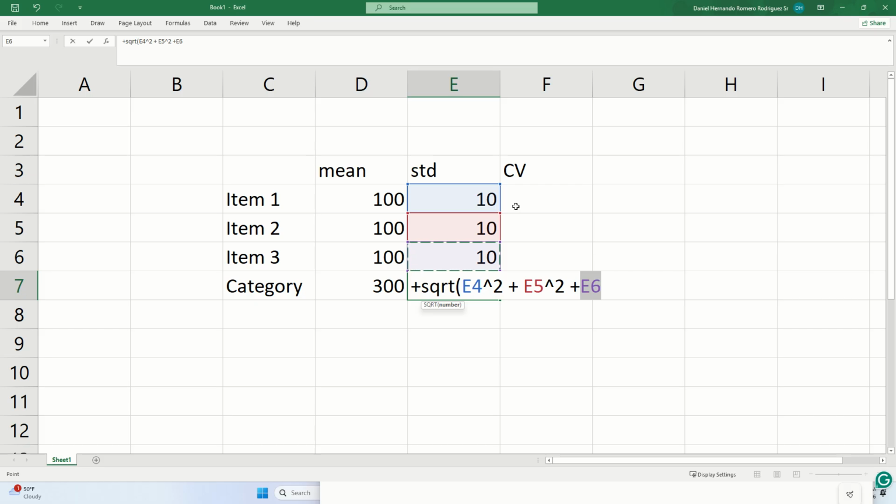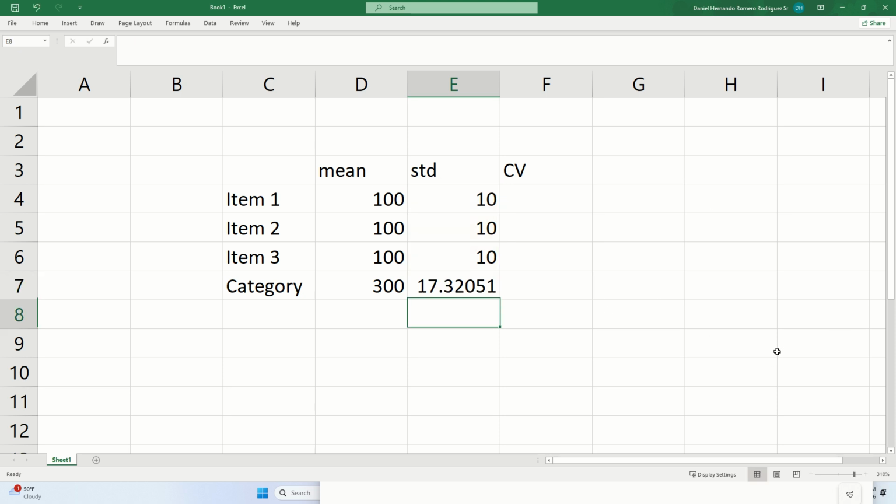Okay, we're almost done. So this is the standard deviation for the category. It's just the square root of the sum of the variances. You cannot add up the standard deviation, but you can add the variances. It's a convolution of variables here. All right.